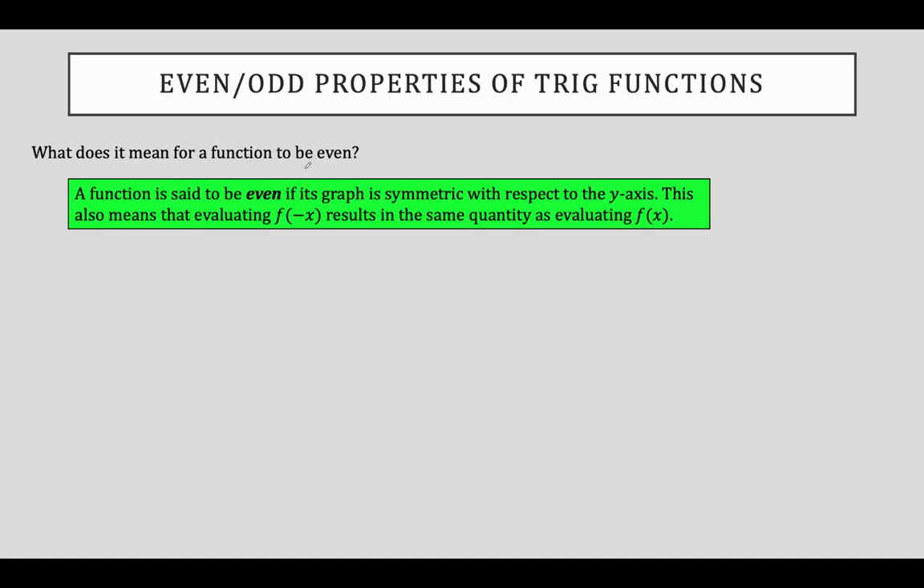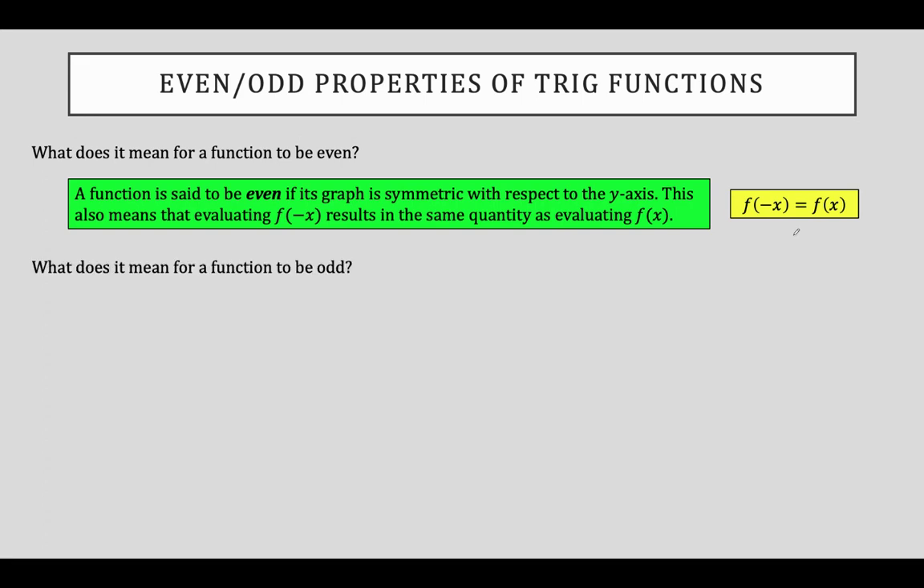A function is said to be even if its graph is symmetric with respect to the y-axis. This also means that evaluating f of negative x results in the same quantity as evaluating f of x. F of negative x is equal to f of x. Notice that plugging in a negative quantity of x would give you the exact same value as if you were to plug in the opposite of that.